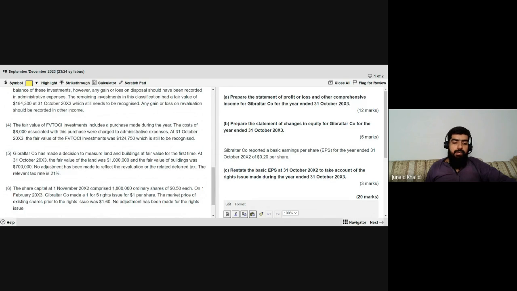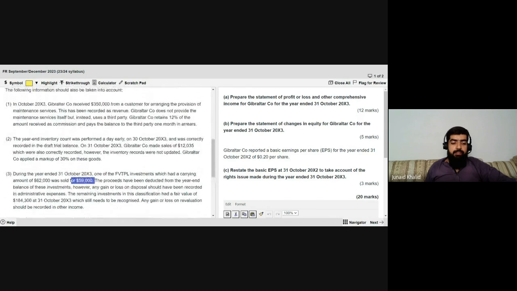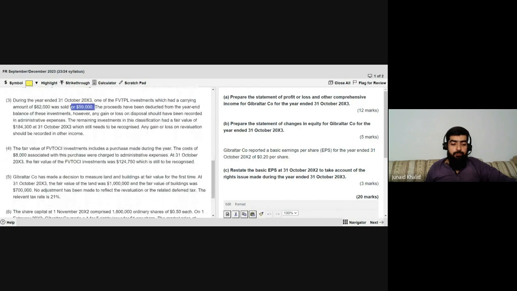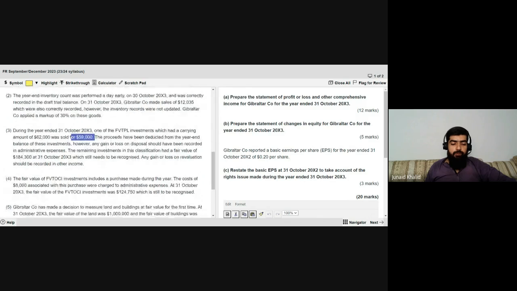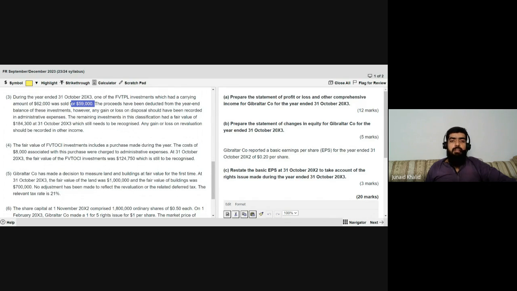Okay, fourth point, the fair value through OCI. You can evaluate that there are basically two adjustments from IFRS 9. The fair value through OCI investment includes a purchase made during the year. The cost of $8,000 associated with the purchase was charged to the admin expenses. Always remember that if we are incurring any additional cost or direct cost in case of fair value through OCI or amortized cost, such cost should be added to the value of the investment.